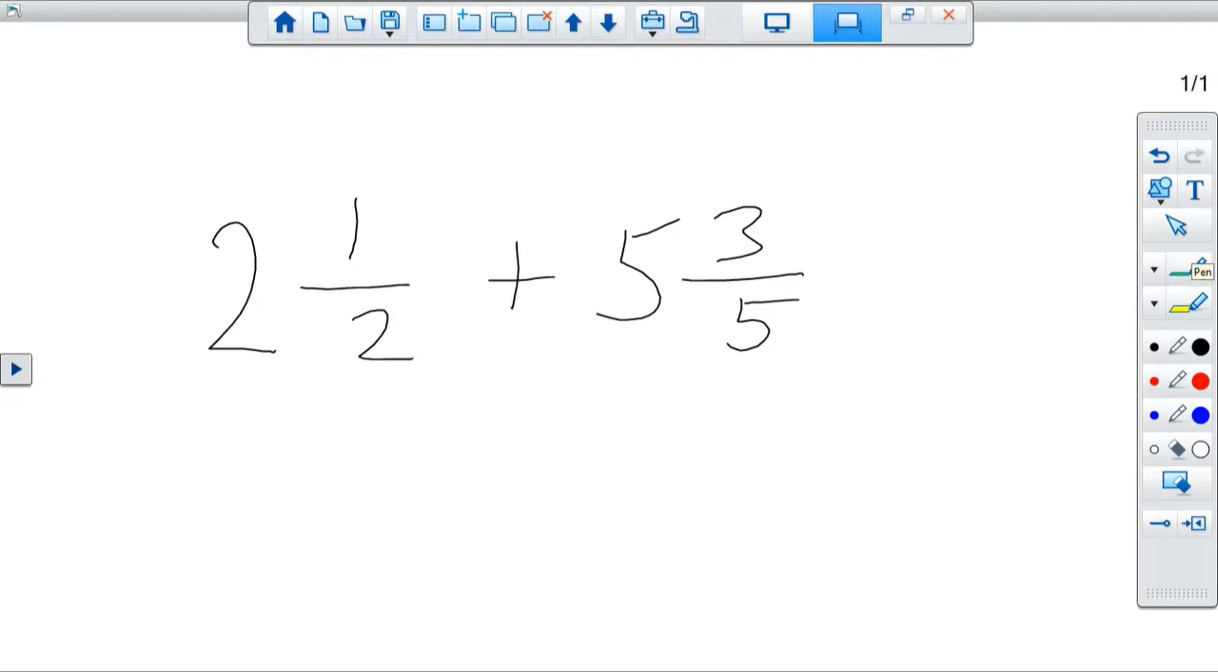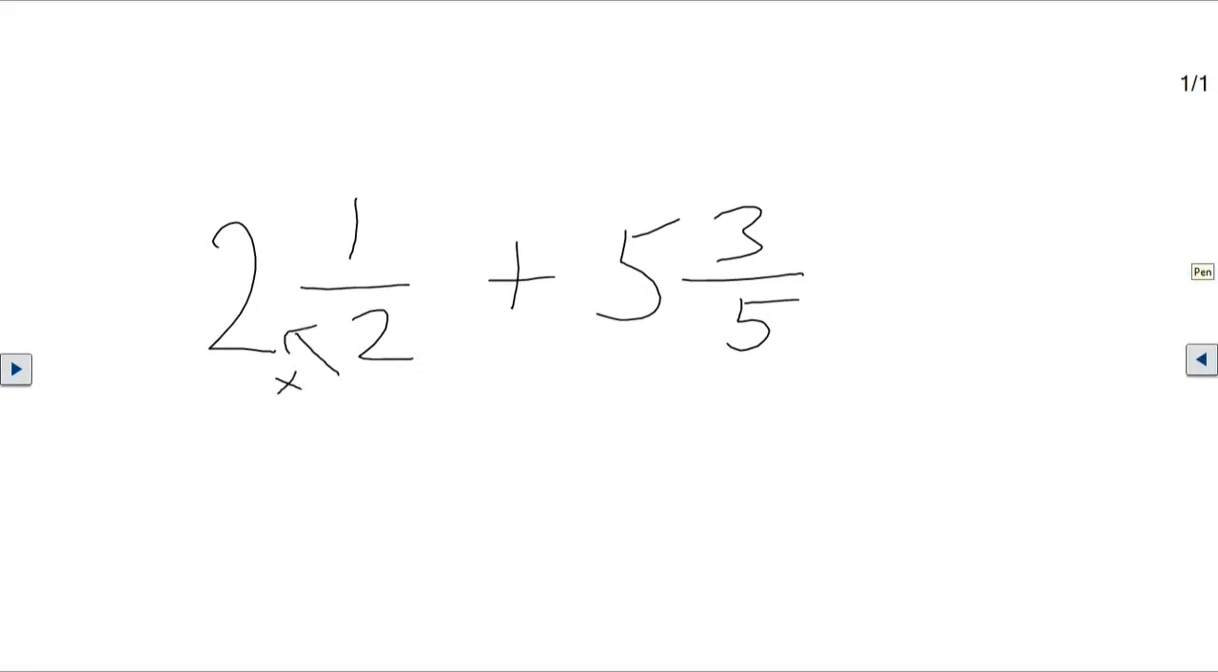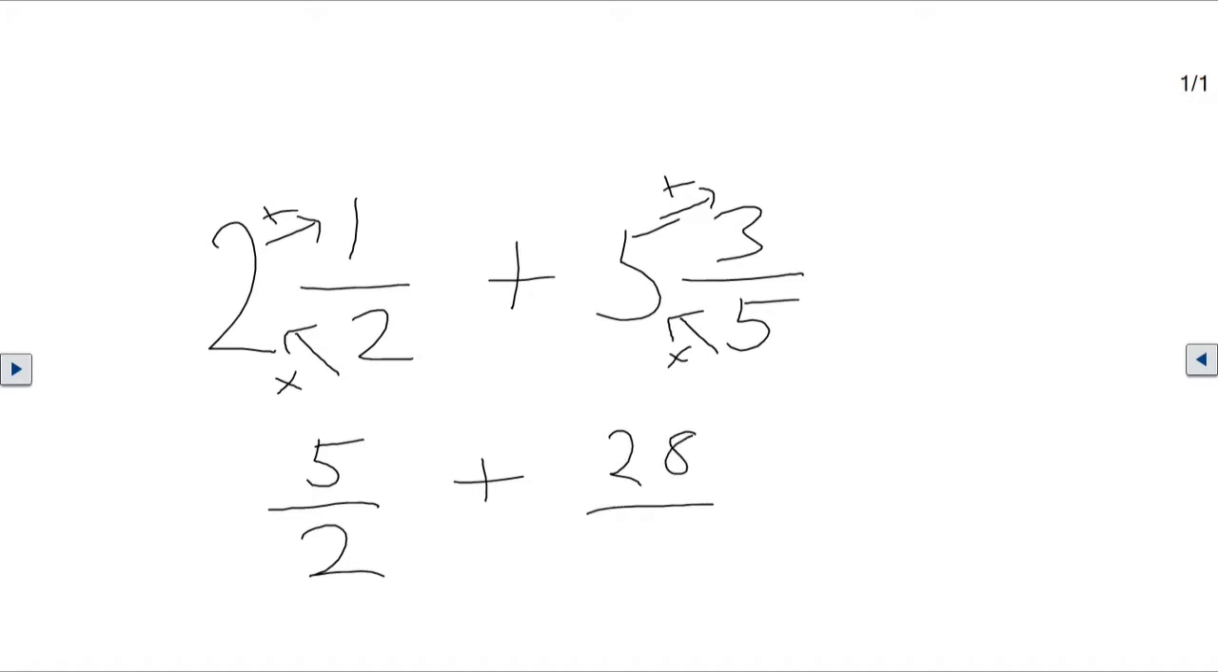Just as a reminder, if I have 2 halves, the 2 tells me 2 pieces in a whole. If I have 2 wholes, we multiply, because two wholes is going to have 4 pieces, plus we have another one there. So 2 times 2 plus 1 is 5 halves. Same thing over here: 5 pieces make up a whole, I have 5 wholes, so that's 25, and then I've got 3 additional ones, so that is 28/5.